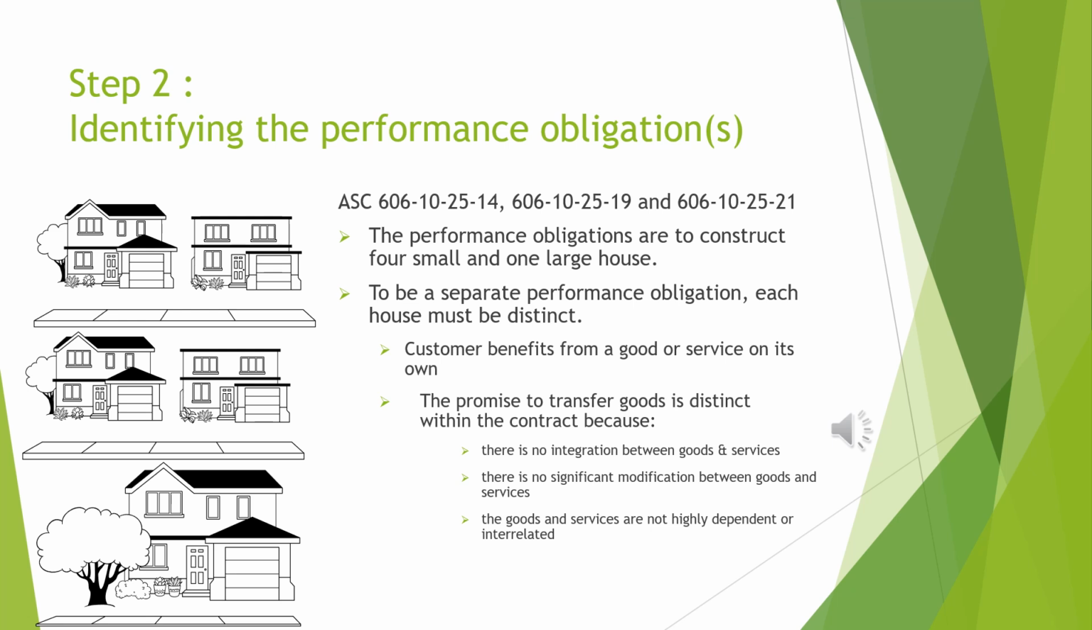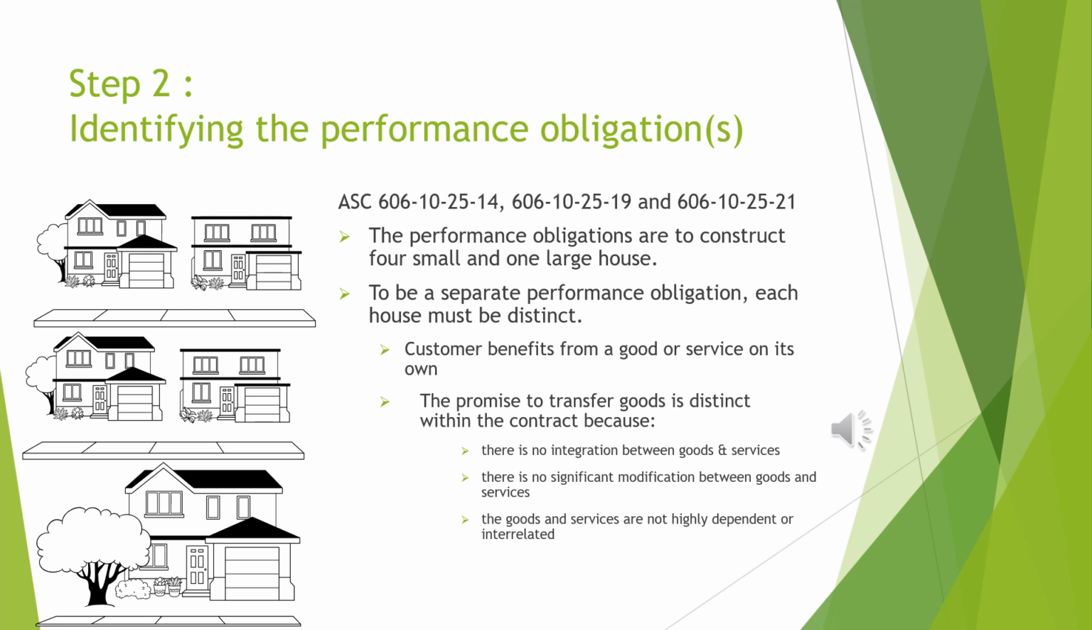Secondly, you must identify if the goods or services are distinct using ASC 606-10-25-19. In this case, both criteria must be met. Part A. A customer can benefit from the good or service on its own or together with other resources. Yes, in this case, the customer can benefit from the completion of each home. Part B. The transfer of goods or services to customers is separately identifiable from the other promises in the contract.